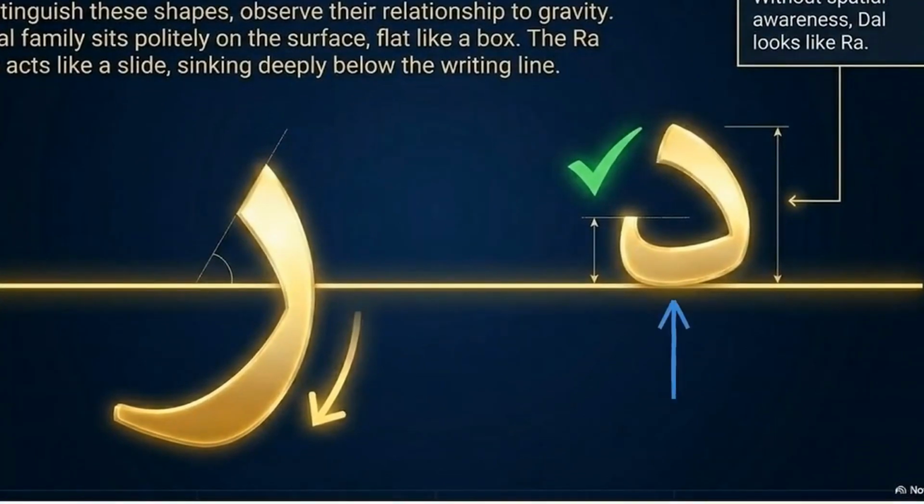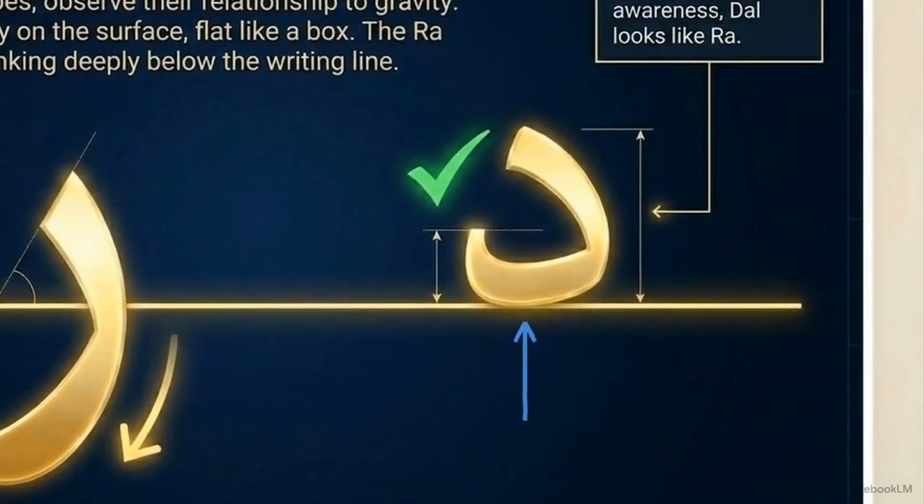The dal family sits flat on the line, like a box. The ra family acts like a slide, sinking below it. Mastering the relationship between these shapes and the writing line lets you distinguish their identities instantly. You must decode the physical placement of the letter before you even attempt to pronounce it.